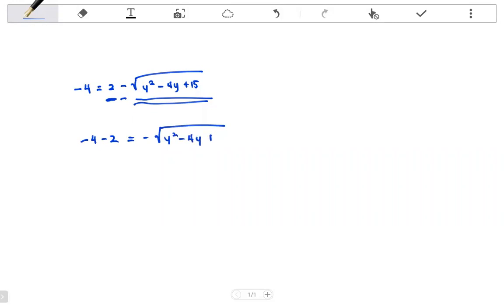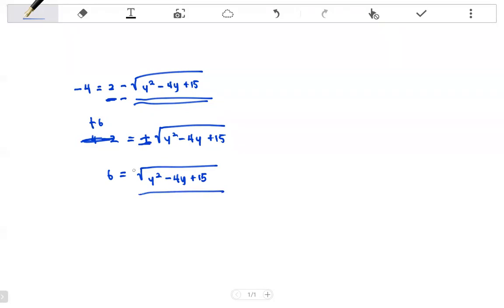So if we rewrite it, that's our equation. This is going to be -6, -4 minus 2. To get rid of the minus, we just change the signs on both sides. So that becomes a plus, and 6 becomes a plus as well. We can rewrite it as +6 equals +the square root of y squared minus 4y plus 15. Okay, now our radical is isolated. It's by itself on one side of the equals sign.